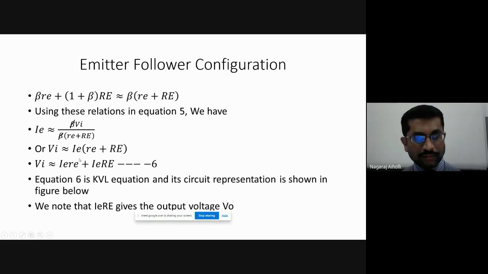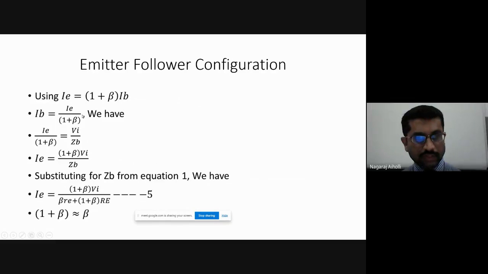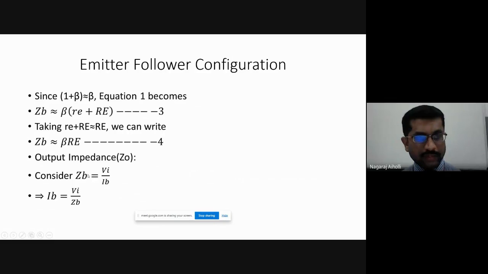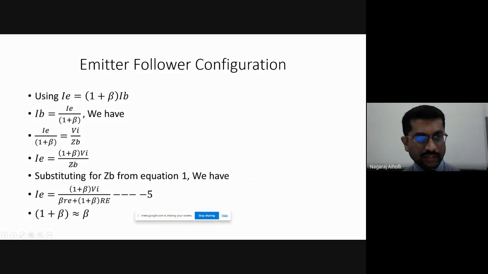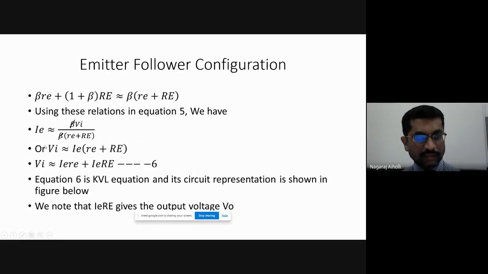So, to express the equation in the form of input voltage and output voltage in the KVL equation, we first take the equation for the ZB equation, then we get the equation in the form of base current. Then we get the expression for the emitter current. Once we get the equation for emitter current, we write the equation for the input voltage in terms of IE and the output voltage.